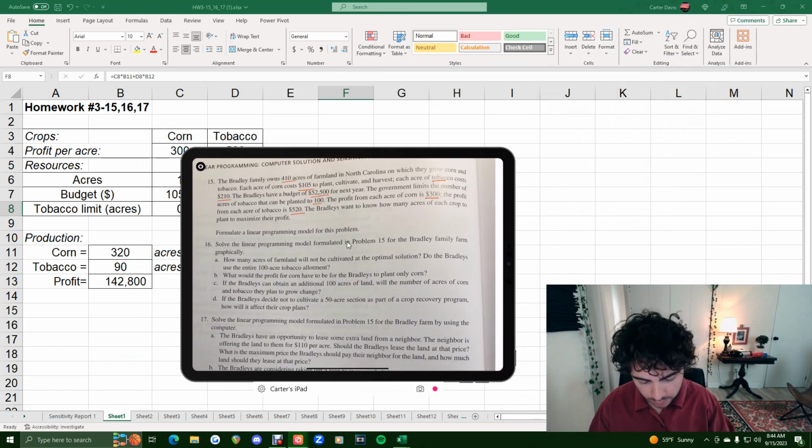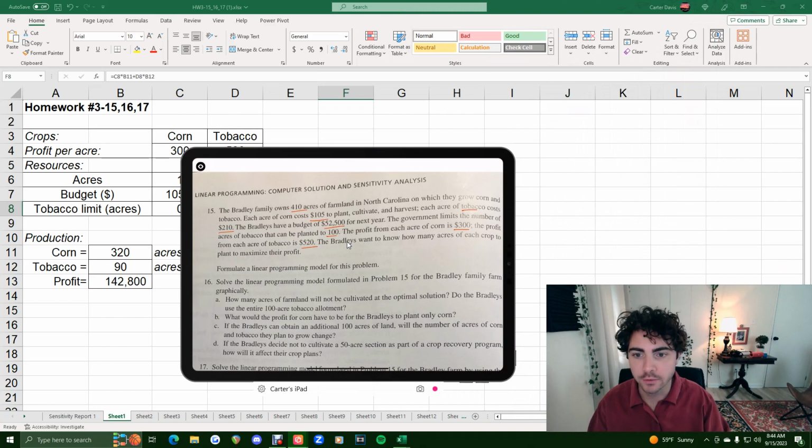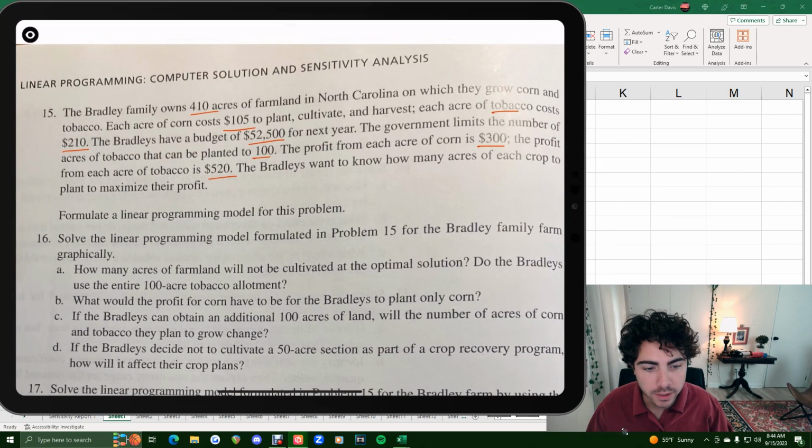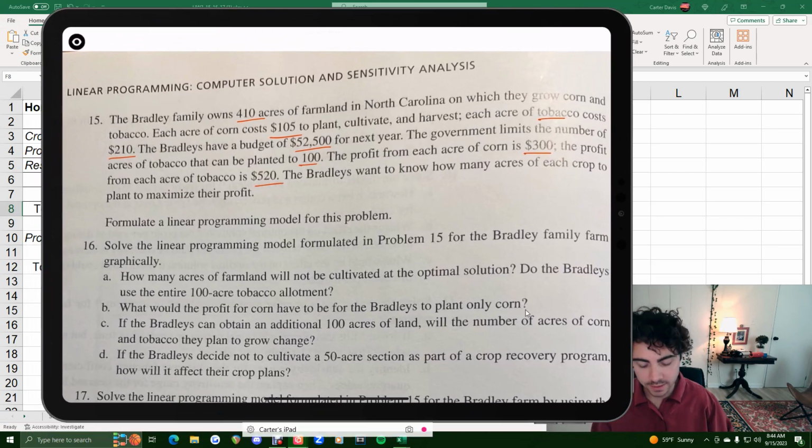So I had to do it a moment ago, and then I stopped because I was confused about the Excel thing. So that's just how this is going to go. Let's start by reading off this problem here. We're doing 15, 16, and 17.